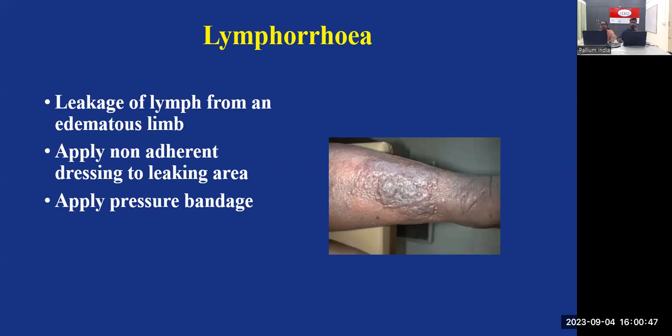But if the patient is having cellulitis, you don't apply any active bandaging, and don't give any active management for lymphedema. Once the cellulitis comes down, then you can do the active management. But in case of lymphorrhea, you can apply non-adherent dressings and pressure bandages like crepe bandages. When we apply crepe bandages, they give more pressure on that area so that all the fluids will come out.